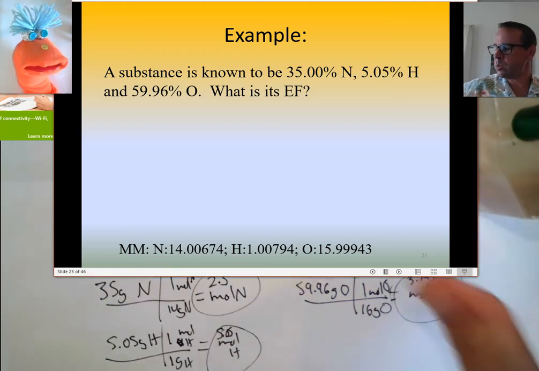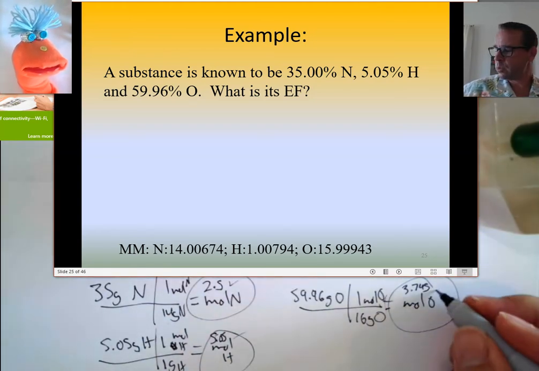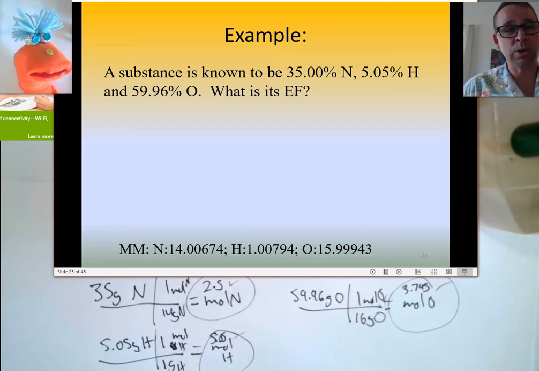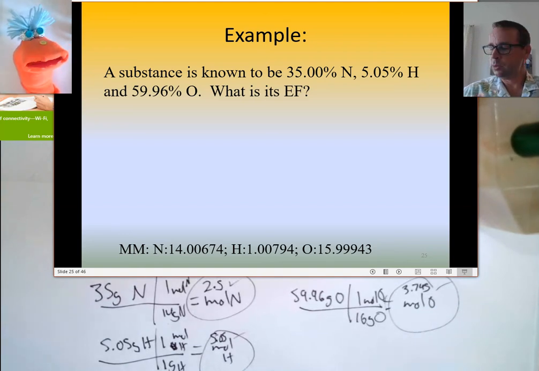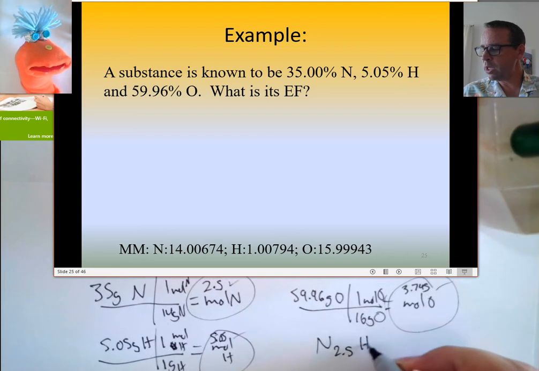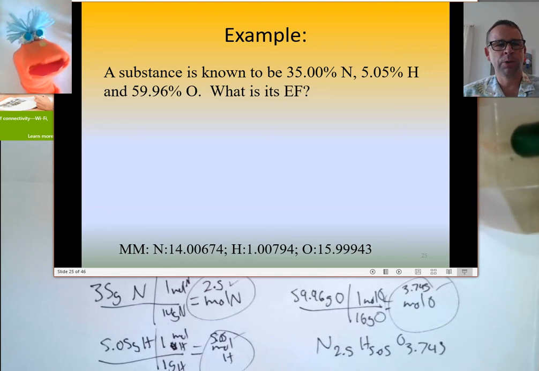Okay, now what do I do with those values? 2.5, 5.05, 3.745. Those are moles, right? Yeah, that's all moles of the elements. And so I can use that for my empirical formula, right? Yeah. Okay, good. So I can go N 2.5, H 5.05, O 3.745. Does that make sense? Yeah, that makes sense.